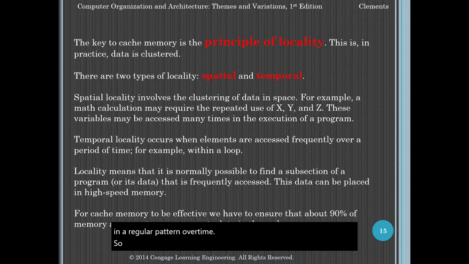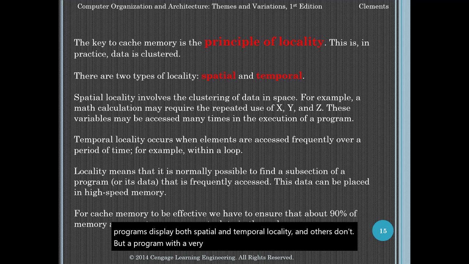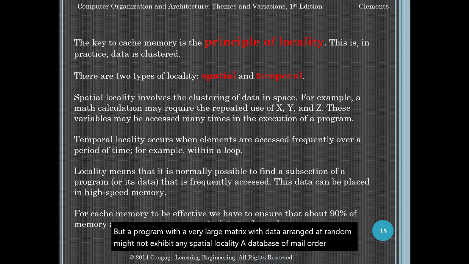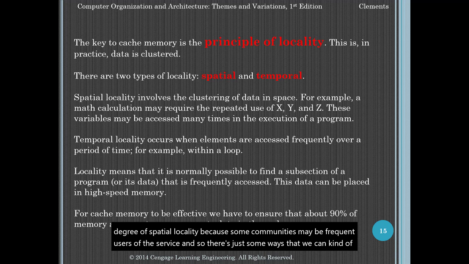The principle of locality is a guide rather than a law. Some programs display both spatial and temporal locality and others don't. A program with a very large matrix with data arranged at random might not exhibit any spatial locality. A database of mail order consumers indexed by geographical location might have a high degree of spatial locality because some communities may be frequent users of the service. So there are ways that we can predict what should be in the cache.